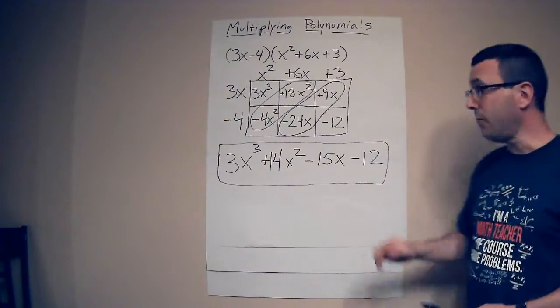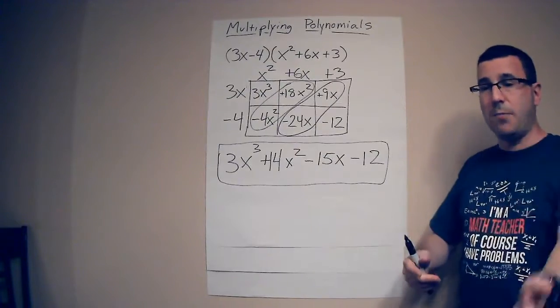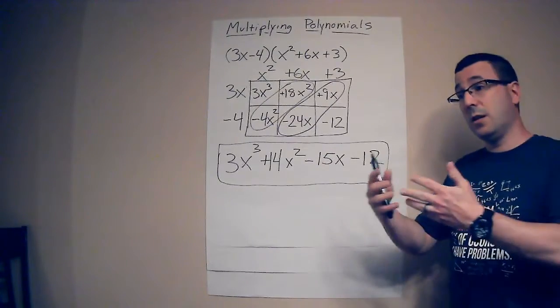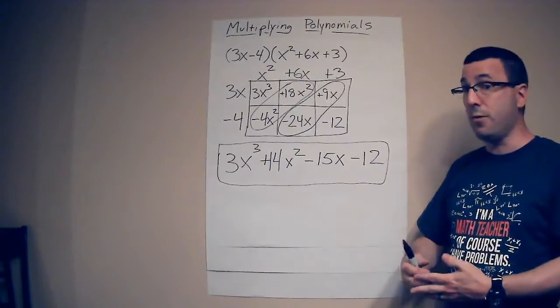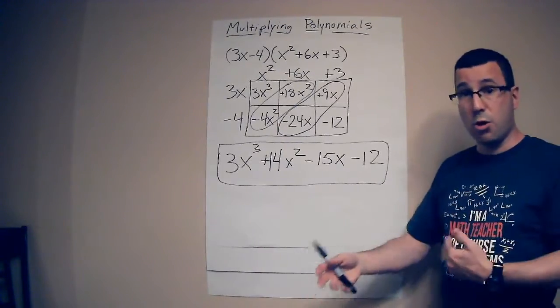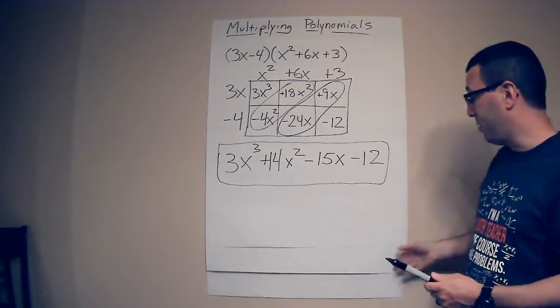So that's the first one we could come across. We could come across a binomial times another polynomial. Usually what we're going to see is a trinomial, but we could see a 4-term polynomial, a 5-term polynomial, and it's all about the distribution.